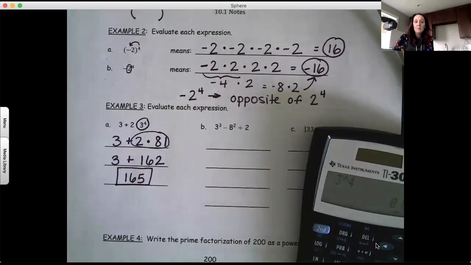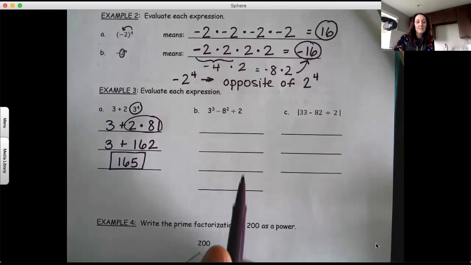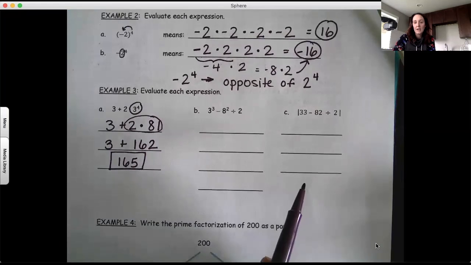Trust me on this, you will be more accurate if you do it step by step as I just showed you. If you want to pause this video and try problem parts B and C, go ahead and check your answer when you're done. If you're still not sure or want to keep going, then just keep going with me.